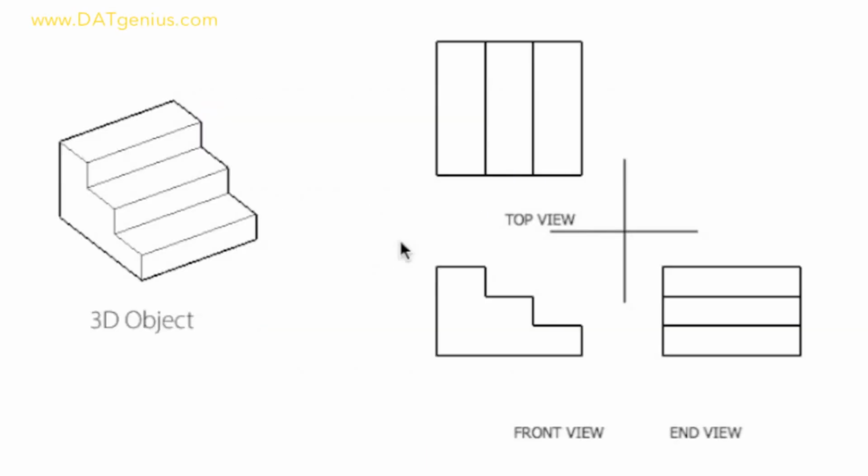Top front end will show us three two-dimensional views of a three-dimensional object. Our three-dimensional object will be represented within a grid. Always on the top left-hand side, we have our top view. On the bottom left-hand side, we have our front view. And on the right bottom side, we have our end view.